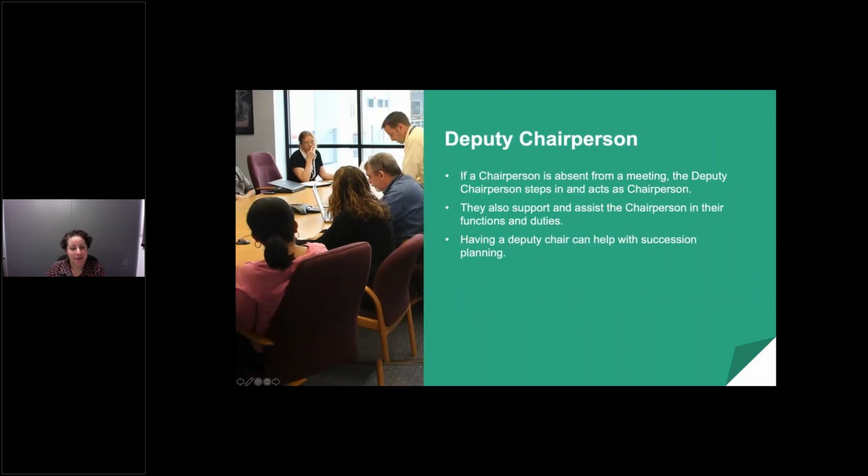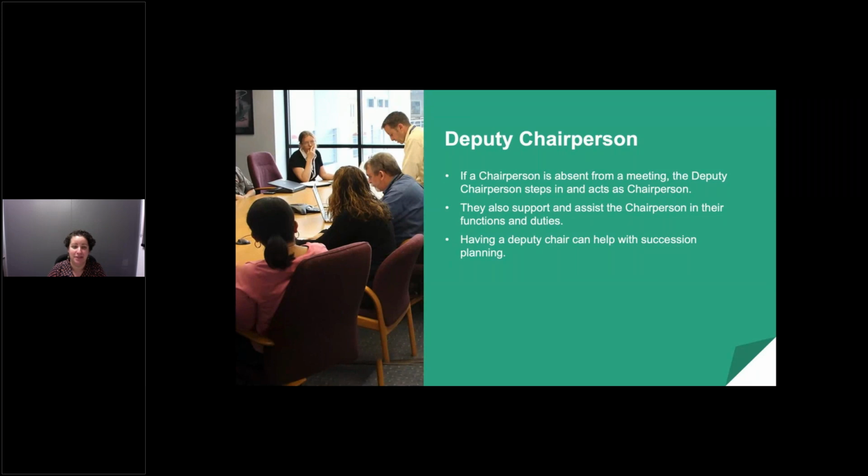Again, your deputy chairperson may not be a requirement in your constitution, but is often, even if it isn't a requirement, a good thing to have in place. A deputy chairperson can be, as I said earlier, that person that steps in for the chairperson when they're not available or they're unwell or for whatever reason.